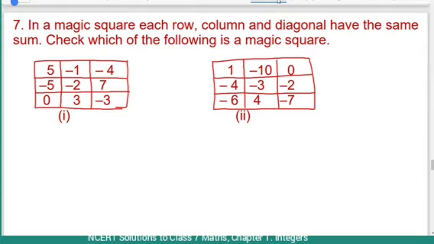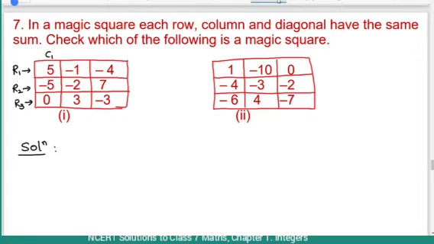Seventh question. In a magic square, each row, column and diagonal have the same sum. Check which of the following is a magic square. So here two magic squares are given. Solution. For the first one, I will take these R1, R2, R3 as rows and C1, C2, C3 as columns.